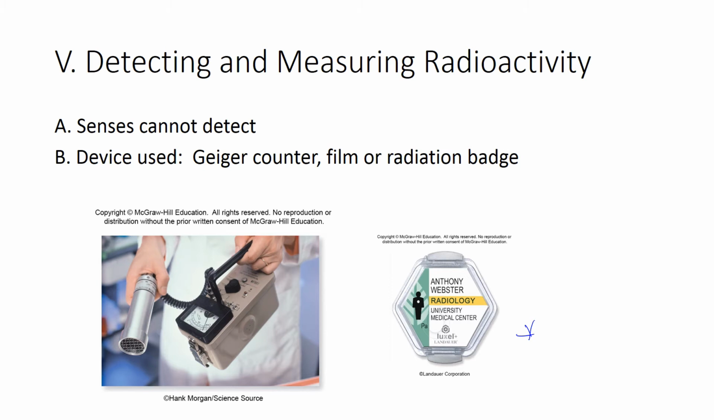A Geiger counter has a little tube that is filled with argon gas, and when that argon gas is in the presence of radiation, it creates an electric current, and the electric current causes a machine to make a clicking noise. You would see the radiation show up on this dial, so you'd see the dial move, and that would let you know that there is a source of radiation nearby.